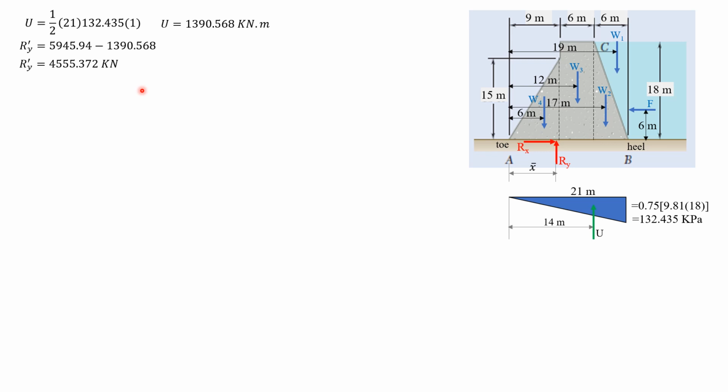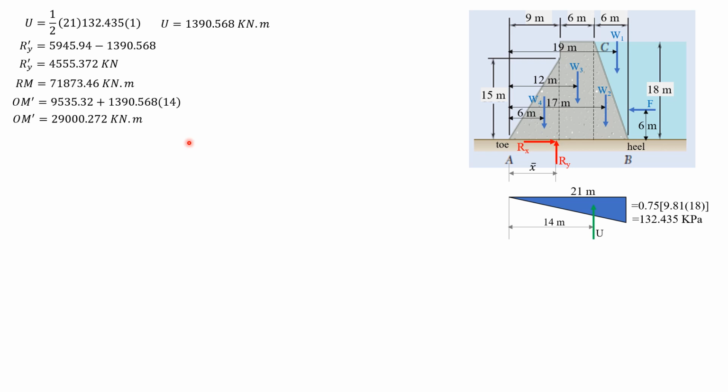4555.372 kilonewtons. Then for overturning moment prime, by the way, our righting moment is the same, 71873.46 kilonewton meter. Overturning moment prime is previous overturning moment plus the moment of the uplift force, which is 3090.568 times moment arm 14. So overturning moment prime is equal to 29,000.272 kilonewton meter.